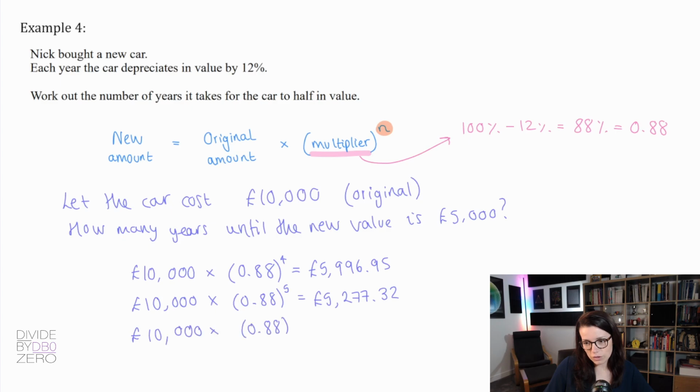Trying one more year on top gives 4,644.04. So 6 years is the answer, because after 6 years, the value of the car has gone down from £10,000 to less than the £5,000.